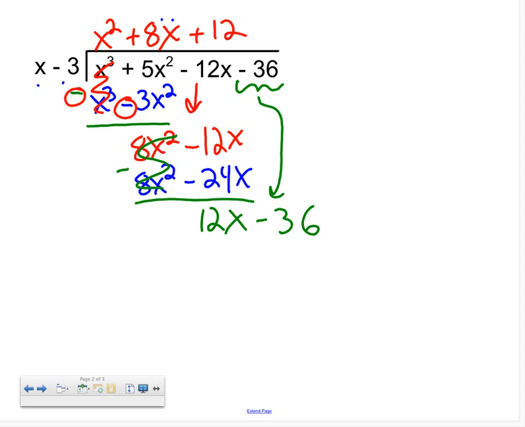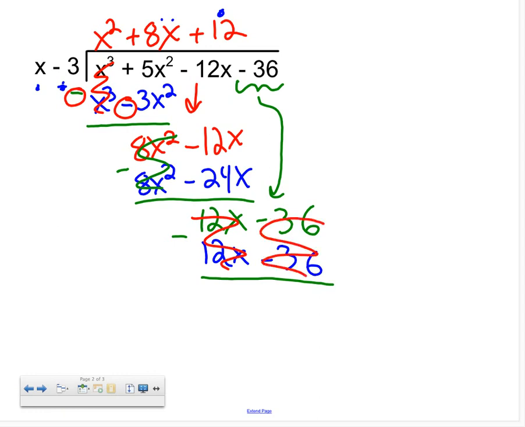And then I go through the multiplication one more time. 12 times x is 12x. 12 times negative 3 is minus 36. I subtract. And lucky for me, these all cancel. So I'll be left with 0 here. I'll be left with 0 here, because remember, minus negative 36 is like positive 36. And so I have a remainder of 0.